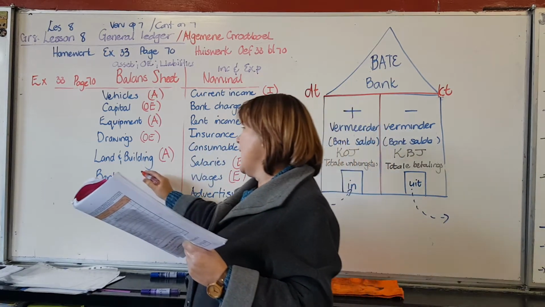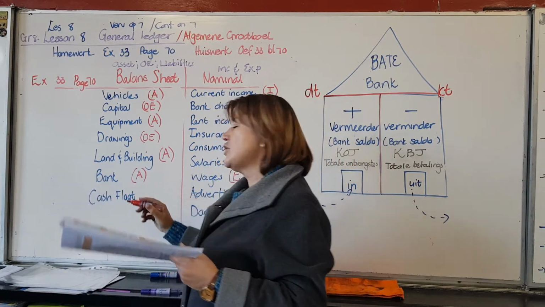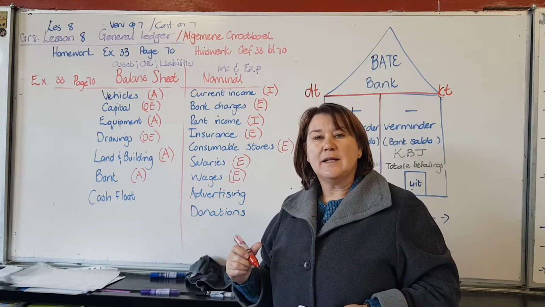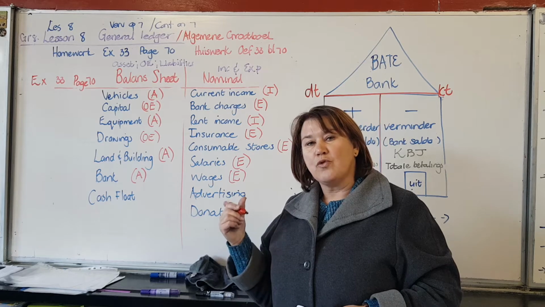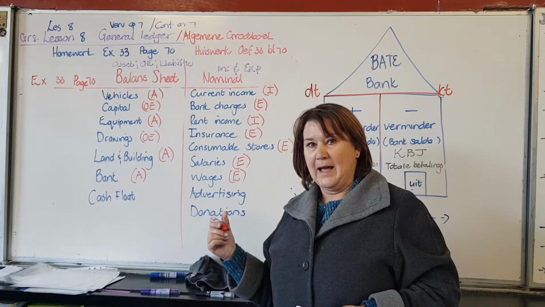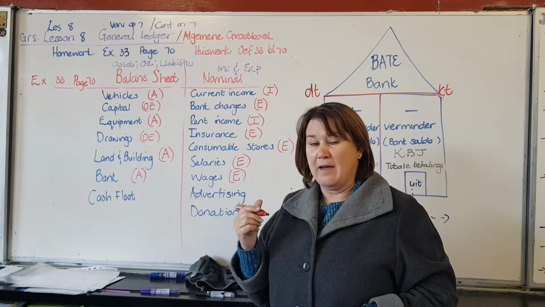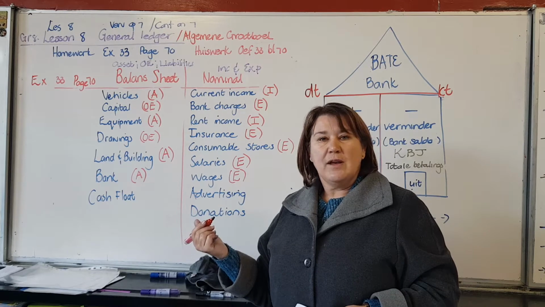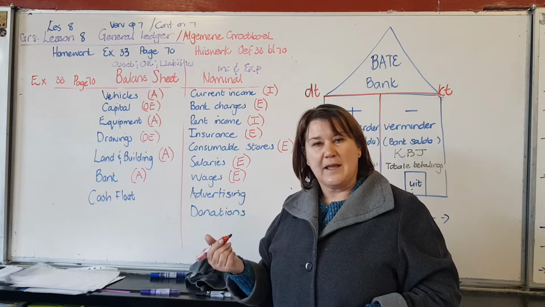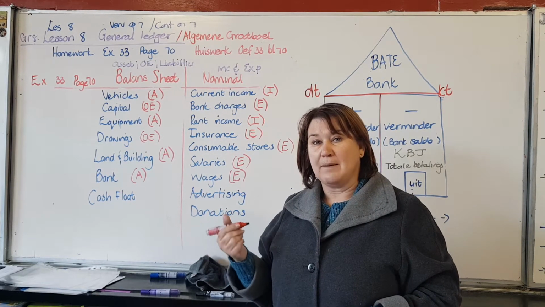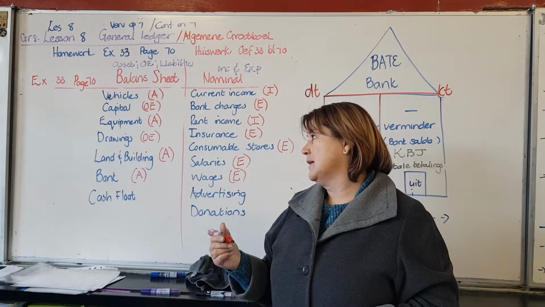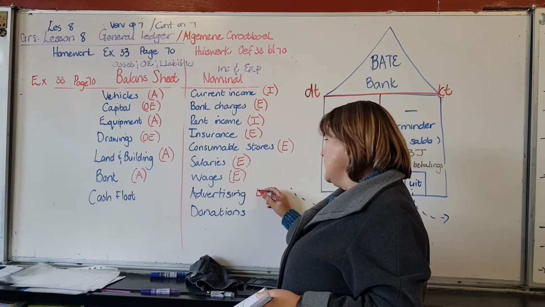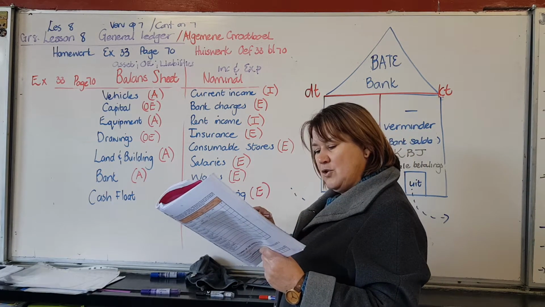Then bank is an asset, balance sheet, but bank can also be a liability. That is when you withdraw more money out of your bank account than the balance that you have in your bank. All right, so for instance, you've got, say, 30,000 Rand in your bank account and you withdraw 50,000. Then you owe the bank money, then the bank is your liability. Okay. Then advertising, that's an expense, so that's nominal.